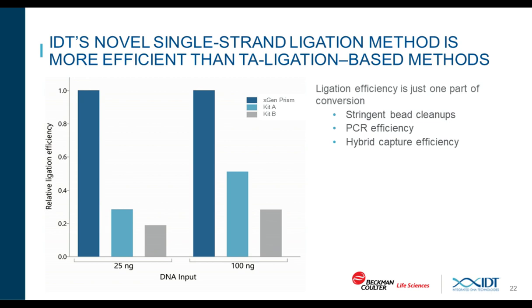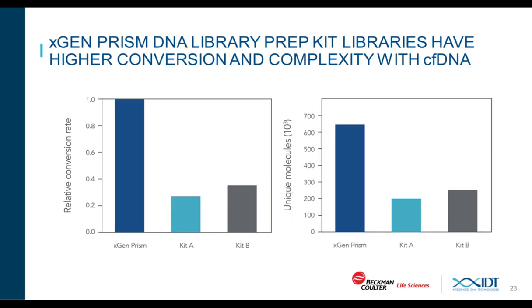Ligation efficiency is just one part of conversion. Stringent bead cleanups, PCR efficiency, and hybrid capture all affect conversion. So xGen Prism DNA library prep kits have higher conversion and complexity with cell-free DNA. Looking at the graph on the left, the x-axis is the library prep kit, and on the y-axis is conversion rate measured after sequencing. And all the reads were normalized to be comparable between the 3 library prep kits.